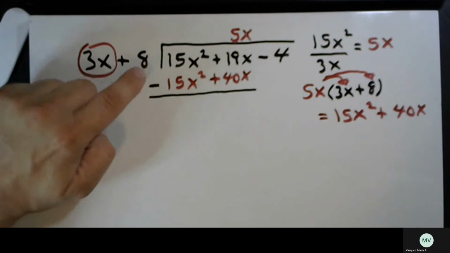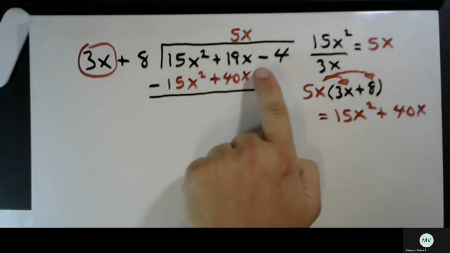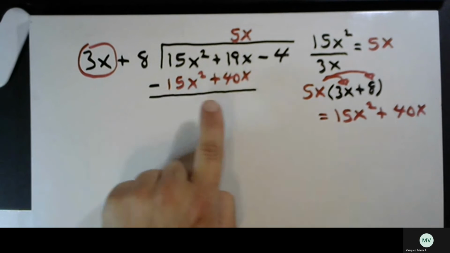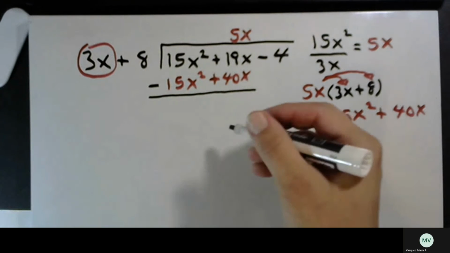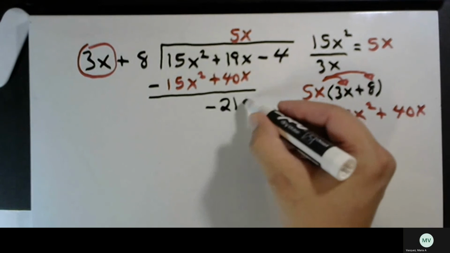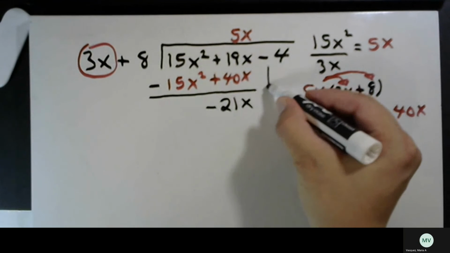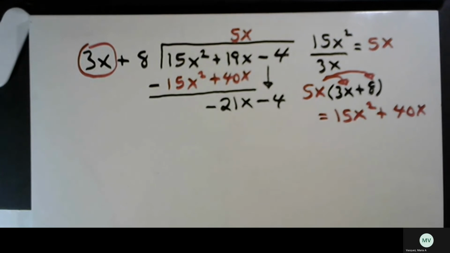Now we have 15x squared minus 15x squared. Again, that's going to be 0. Here we have 19x minus, don't want to forget the minus over here, minus 40x. So basically you could think 19 minus 40. Well, that's going to be a negative number. We get negative 21x. Bring down the minus 4. And then we finished our first cycle of division.